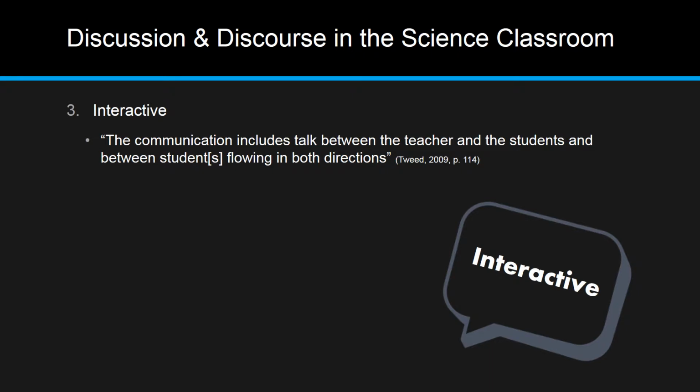Interactive communication involves strategies that utilize talk that occurs in all directions. In other words, the communication includes talk between the teacher and the students, as well as between students, flowing in both directions.